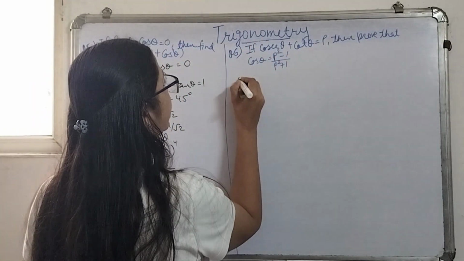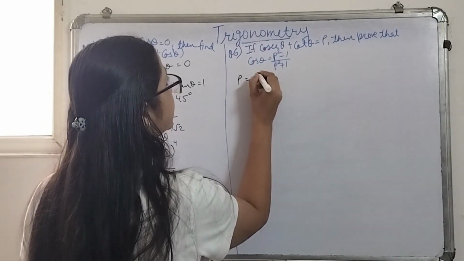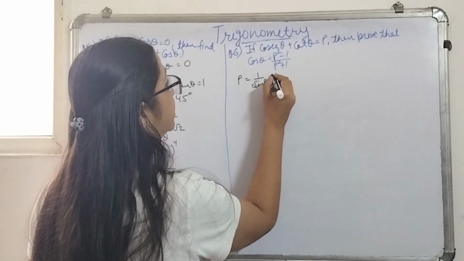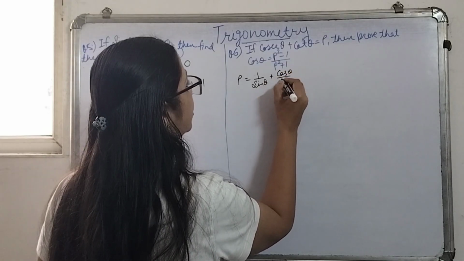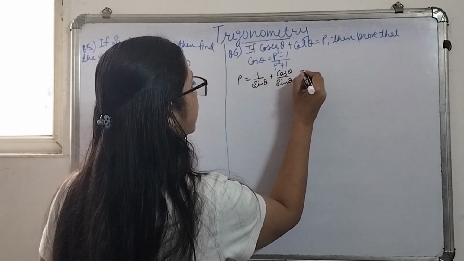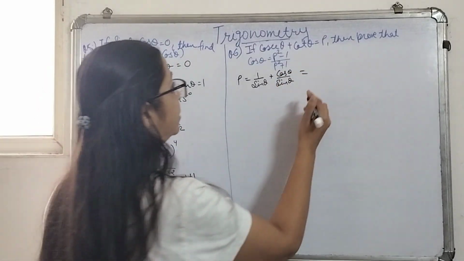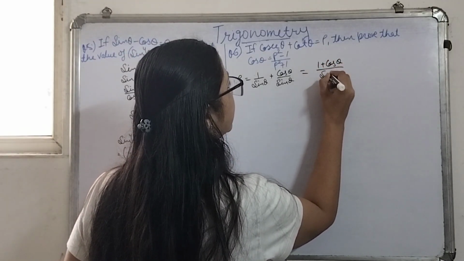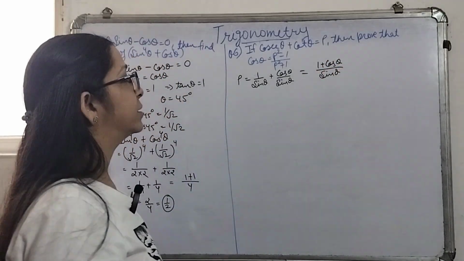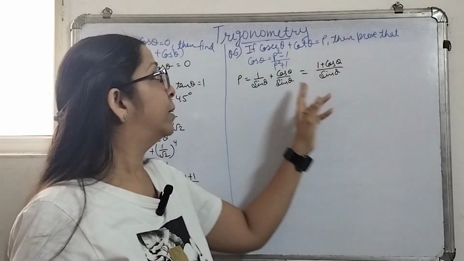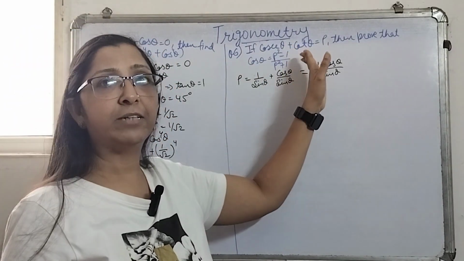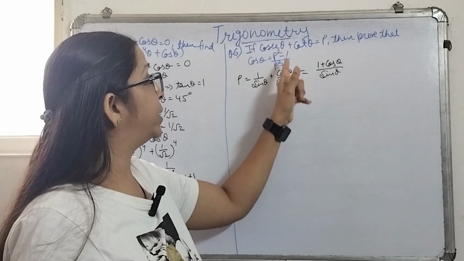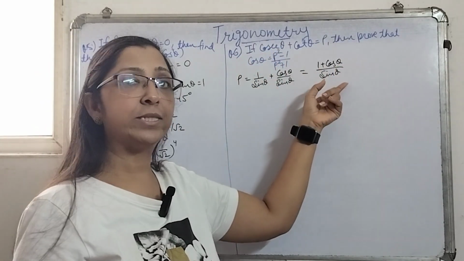So the value of p is: cosec theta is 1 upon sin theta, and cot theta is cos theta upon sin theta. Again, sin theta will be the LCM, so the numerator will be 1 plus cos theta upon sin theta. This is the value of p. But here we will be taking the RHS part and solving the RHS to make it equivalent to the LHS.